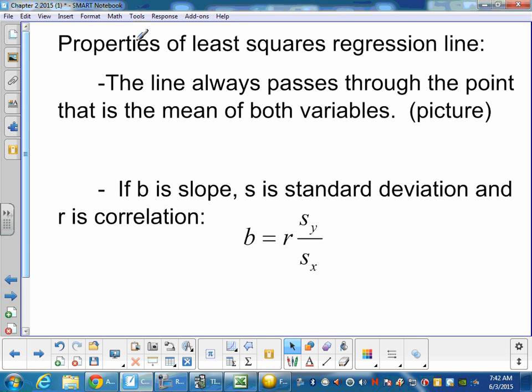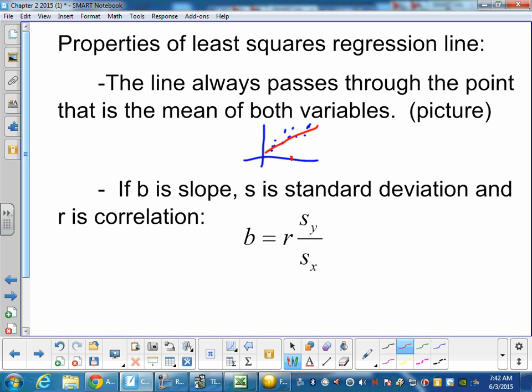Now there's two properties of a least squares regression line that we should know. The line always passes through the point that both the means are, and if b is the slope, s is the standard deviation, this equation always exists, where b is equal to r times standard deviation of y over standard deviation of x.